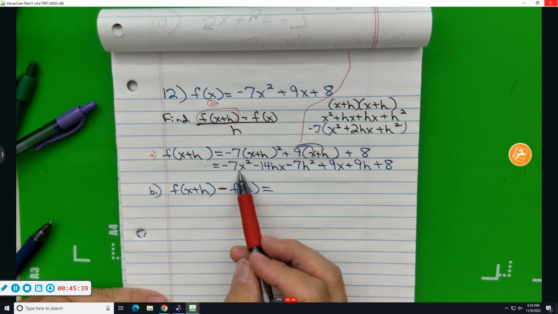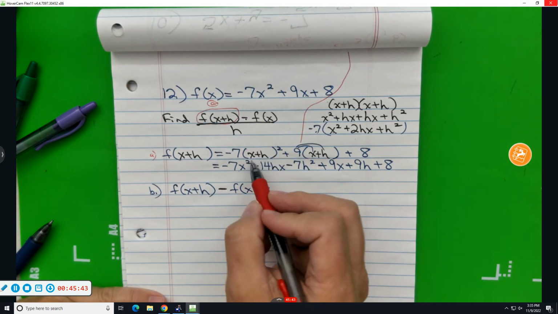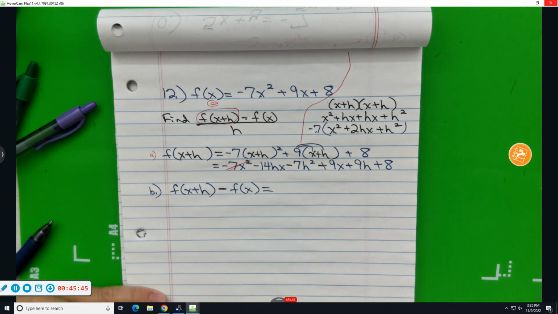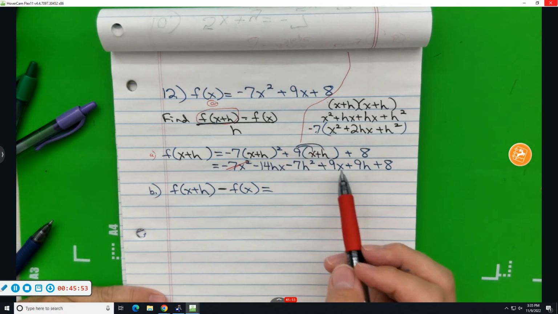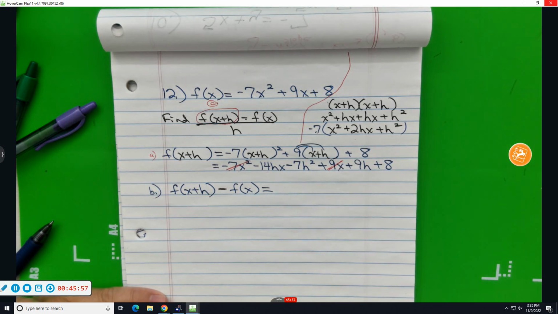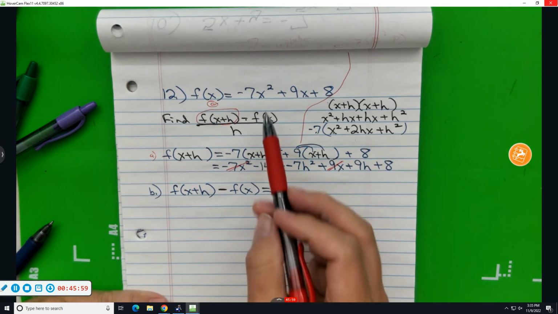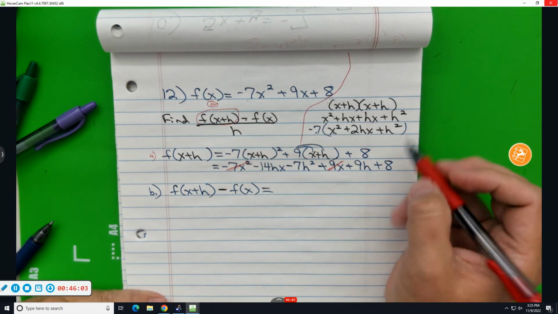Negative 7x squared, take away negative 7x squared. The negative 7x squared is just dropped off. What else is going to drop off? The 9x, take away 9x, 9x minus 9x. The 9x is gone. And what else? Everything in the original function is being subtracted out.